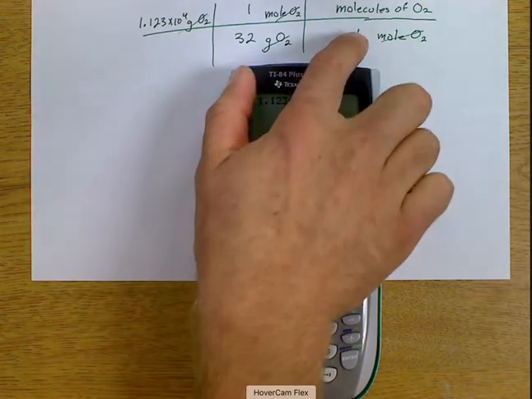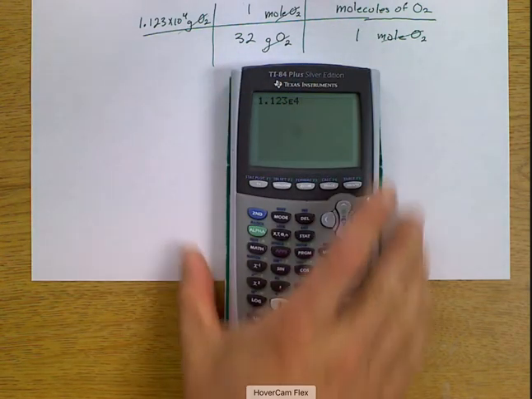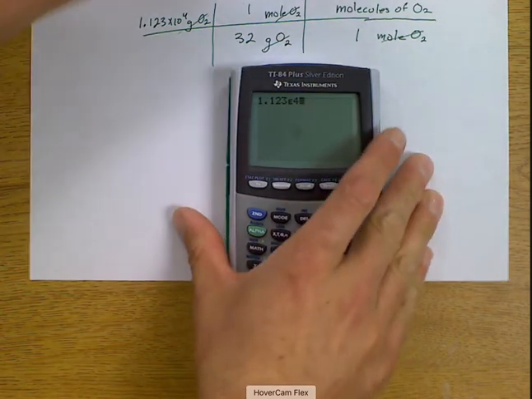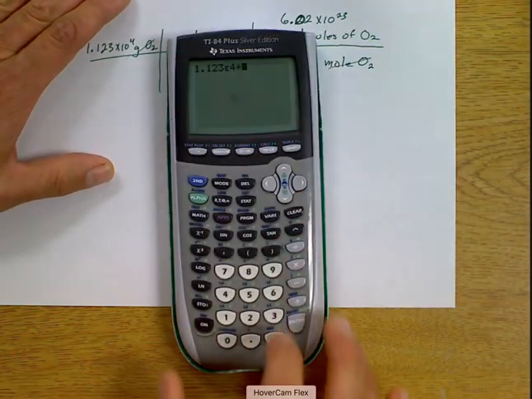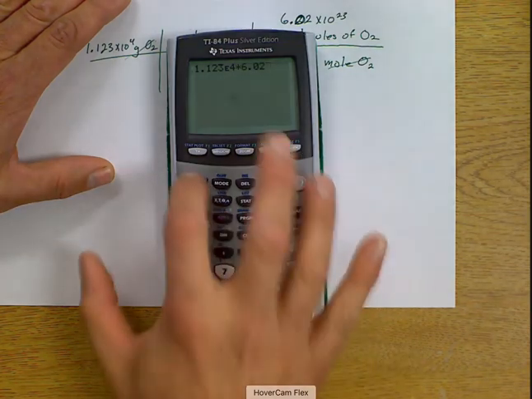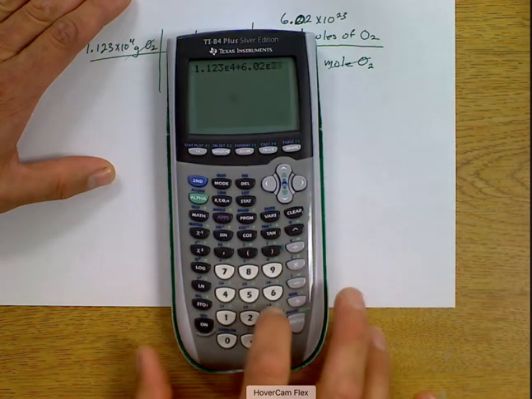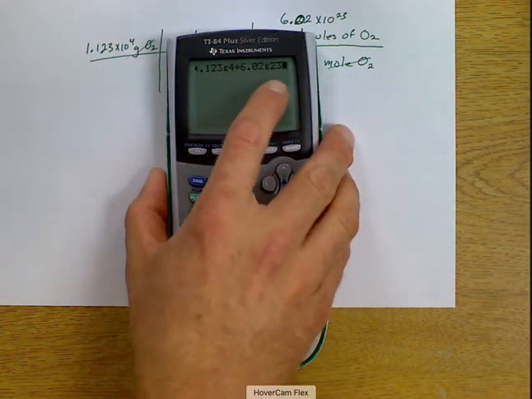And now I'm going to continue to multiply. So I'm going to just do all my multiplication across the top. So I'm going to go times 6.02 times 10 to the 23rd. So I typed that into my calculator correctly.